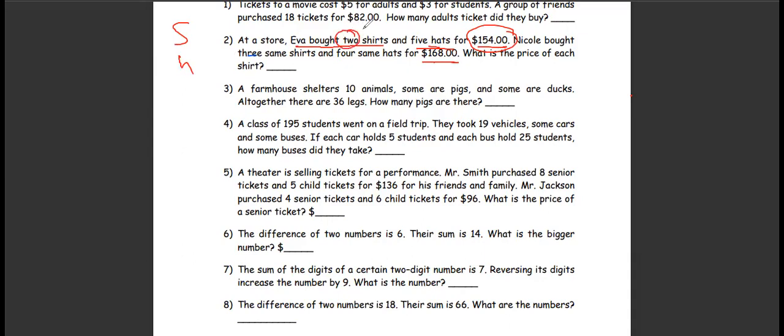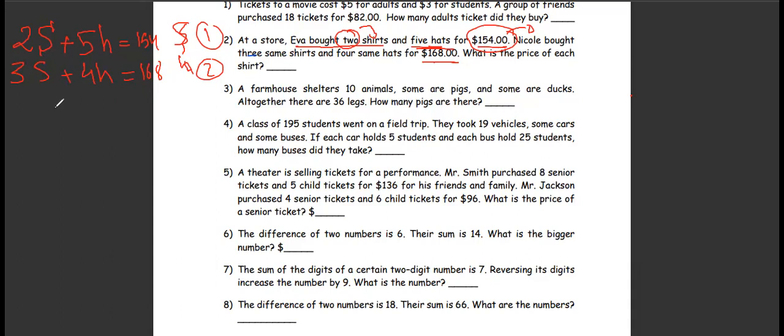Eva bought 2 shirts, so 2 times the price of a shirt, which is S, plus 5 times the price of a hat, which is H, equal to the total amount of money that she paid for both shirts and hats, which is $154. And this is our first equation. The second equation: Nicole bought three of the same shirts and 4 of the same hats for $168. So 3S plus 4H is going to be 168. And this is the second equation.